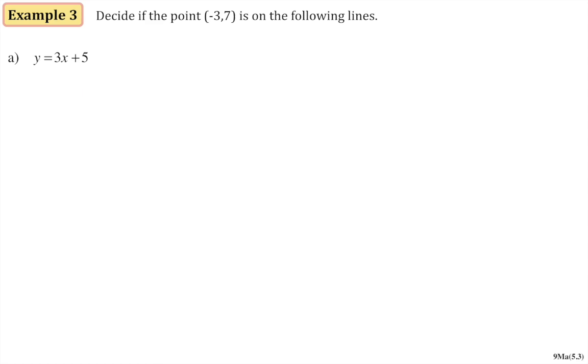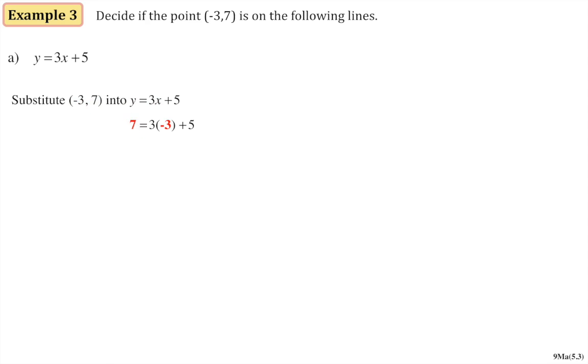Now, example 3 says, decide if minus 3, 7 is on this line or not. Well, we could graph it accurately, but another way to do it is to go, well, let's substitute minus 3, 7 into the line and see if it works. Now, the x number is minus 3. The y number is 7 for the point minus 3, 7. So where I see a y, I'm going to put 7 in its place. Where I see an x, I'm going to put minus 3 in its place.